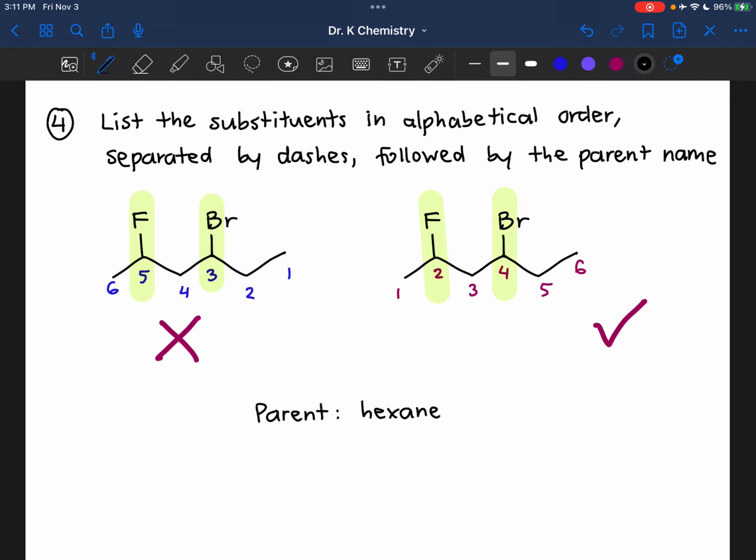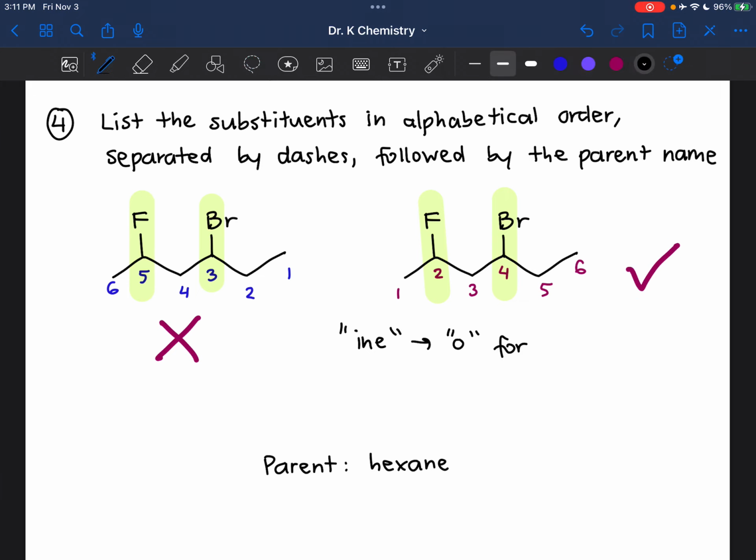Okay, and if you recall from the previous videos, when we had halogens as substituents, we changed the I and E ending to O. So we have a fluoro that appears on carbon 2. So I'm going to call that 2-fluoro. And then I have a bromo that appears on carbon 4. And I will call that 4-bromo.